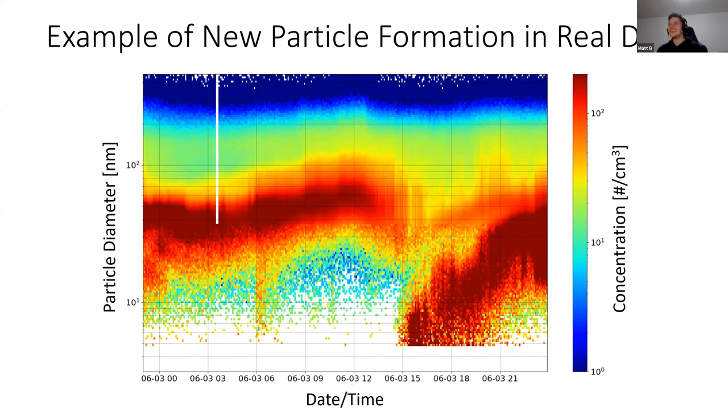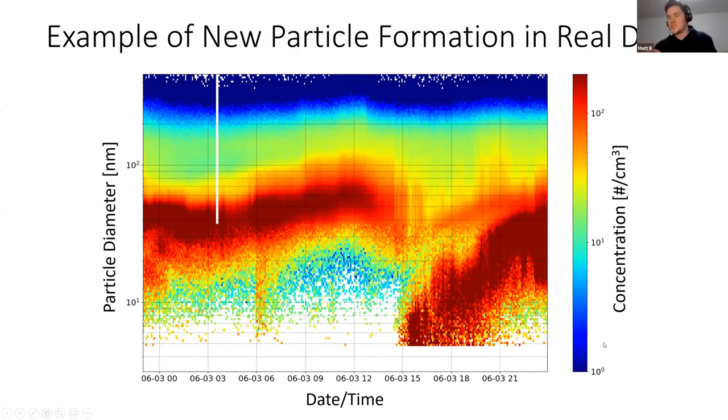So, going back to new particle formation, just because this is something I'm passionate about, I want to give you an example of real data, which shows that these particles are forming and they actually continue to grow. This is a plot here, and what you're looking at is time. Can you see my mouse here? Okay. So this is time, and this is one day on the 3rd of June. And this is particle diameter in logarithmic space, in nanometers. So this is 10 nanometers and 100 nanometers. And this color is the concentration.